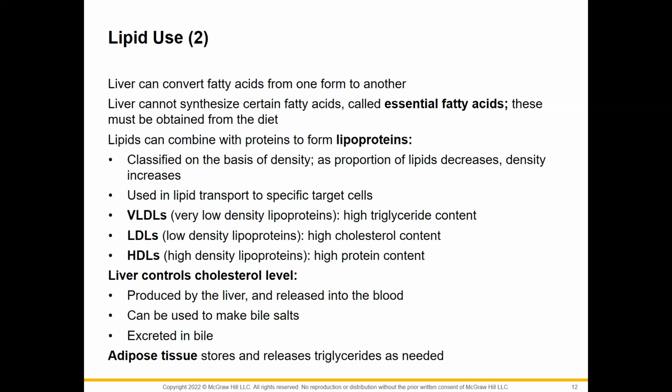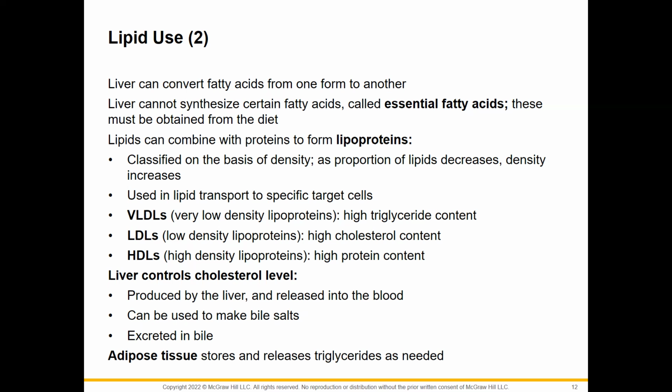LDLs, low density lipoproteins, still light, but not as much so as VLDLs. So your cholesterol will be considered an LDL. There's a higher percentage of lipid and fat than there is of protein, even though there's more protein content than the VLDLs, than the triglycerides.